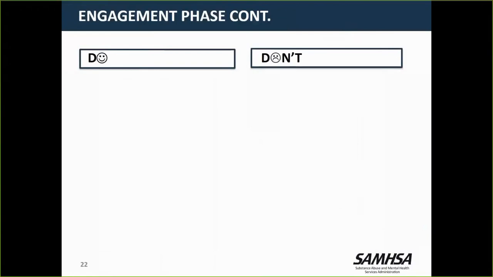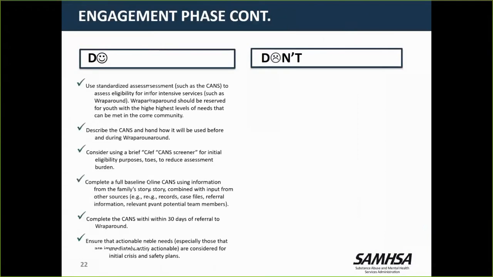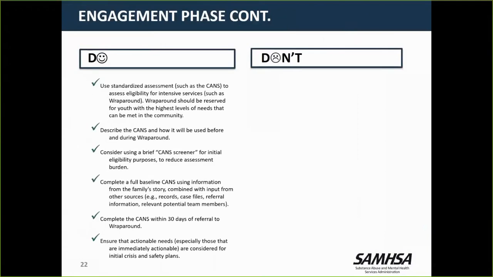So when we're talking about the do's and don'ts about trying to coordinate the use of the CANS into the wraparound process, let's look at the do's first. We really do encourage use of standardized assessment measures such as the CANS to assess eligibility for intensive services. So we really believe that at a system level, we need standardized assessments to ensure that families are fit to the right-sized help, and that systems of care ideally have an array of different intensities of options for coordination of care as well as provision of evidence-based treatments.